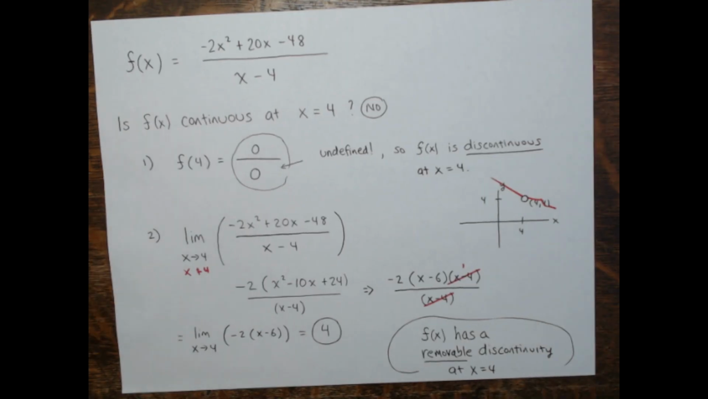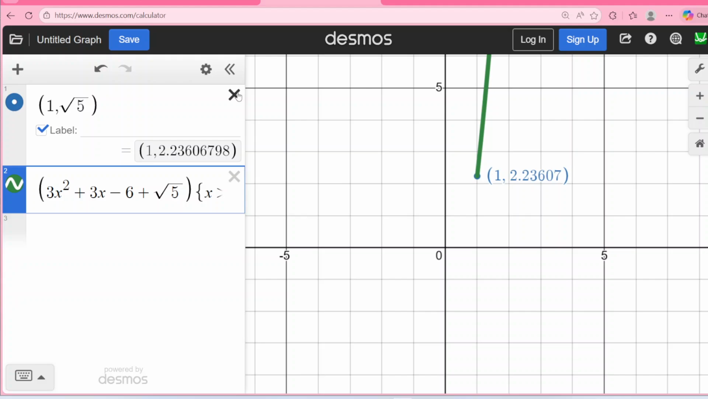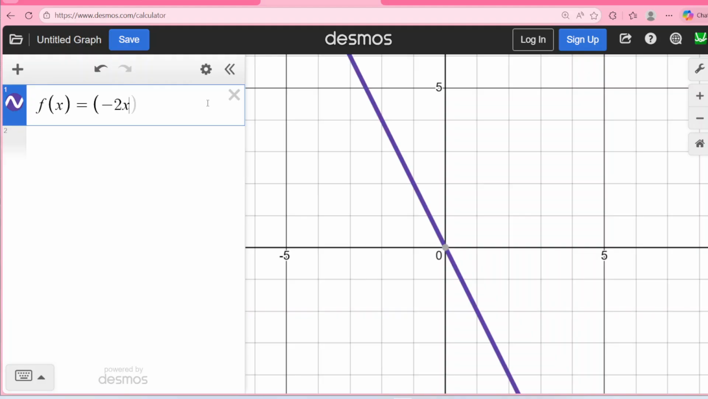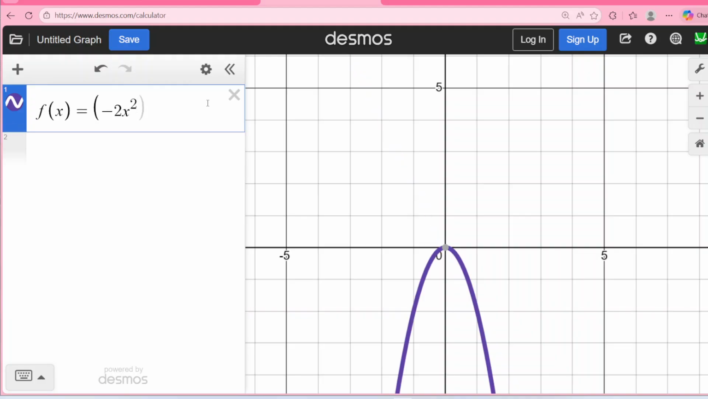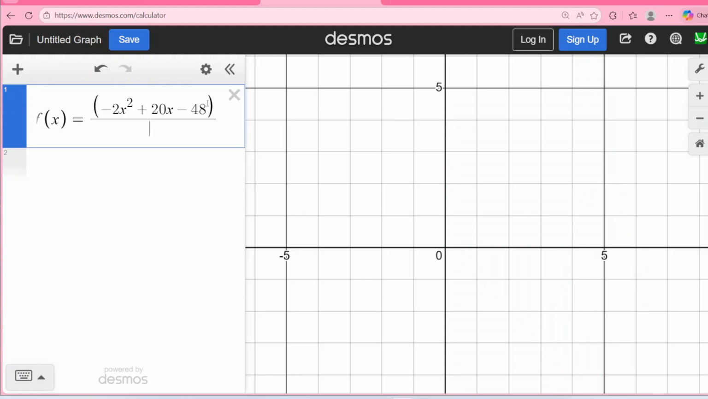And that's what I'm going to answer. Now, I'm also going to go to Desmos, put this in, and we'll see that. Now, you don't see it right away. You actually have to go click on the point. So here's the function we were given. Make sure your numerator is in parentheses so that it's all up there. Negative 2x squared plus 20x minus 48, divided by x minus 4.